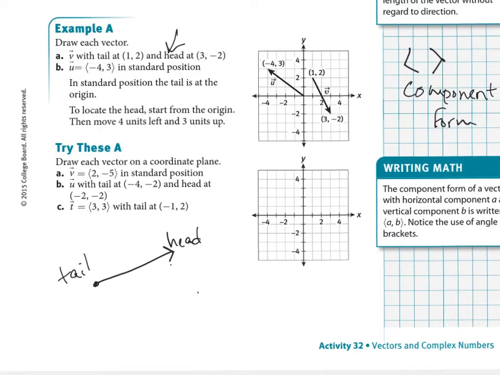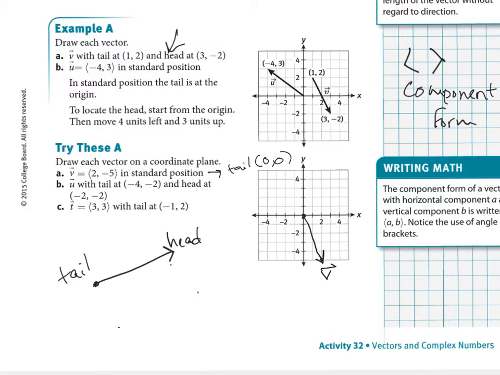This first one is component form. Component form is basically giving you the coordinates of the head. Standard position means that the tail is at the point 0, 0. So we're going to start at 0, 0. That's where our tail would be. And then, of course, we're going to put the head at 2, negative 5. So I'm just going to put a point there. So here is the tail. Here is the head. And this is, of course, vector V. And that's how you would name it.